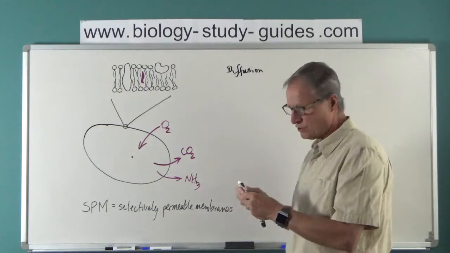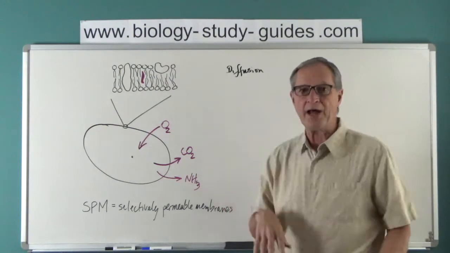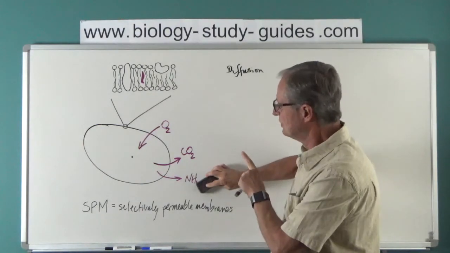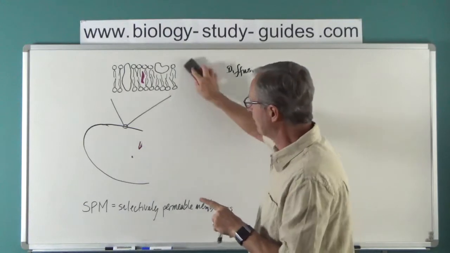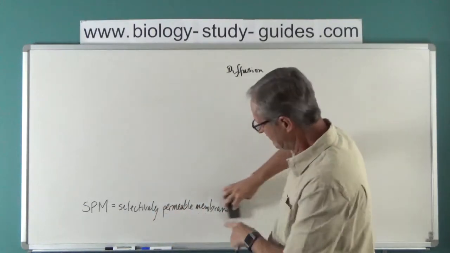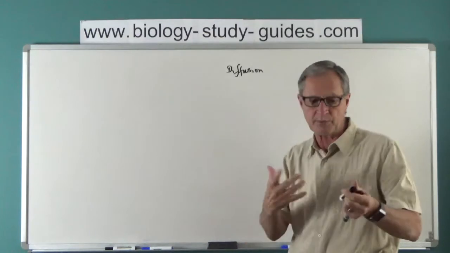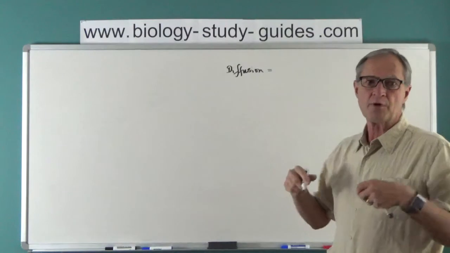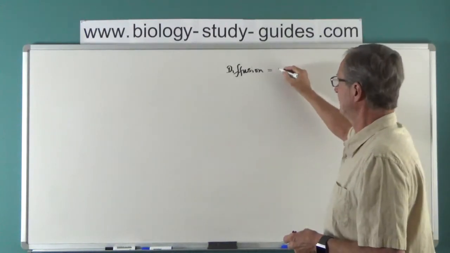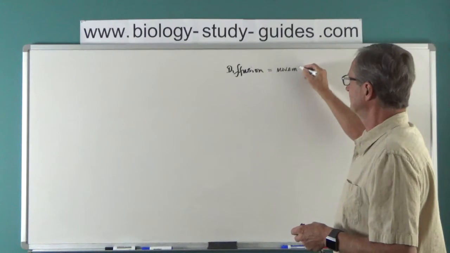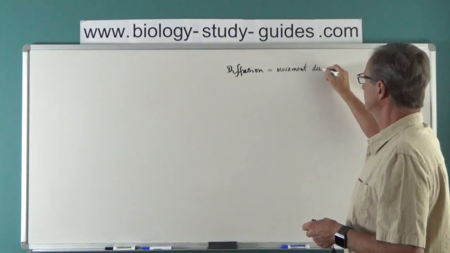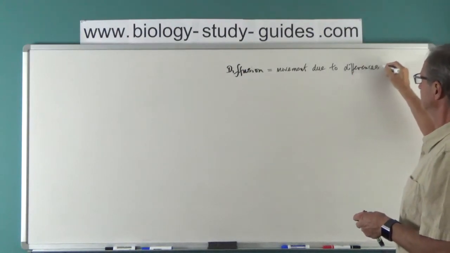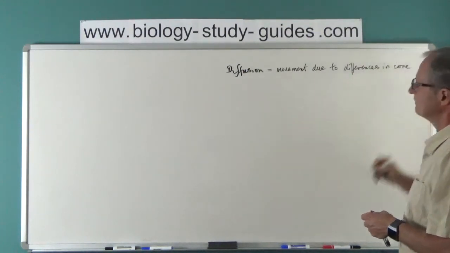And diffusion happens whether there's a cell or not. So, having said that, let me get rid of the cell. Let's consider diffusion as a topic all by itself. Then we'll bring back the membranes, particularly when we get to osmosis. Diffusion is the movement of particles according to concentration differences. And that's all it is.